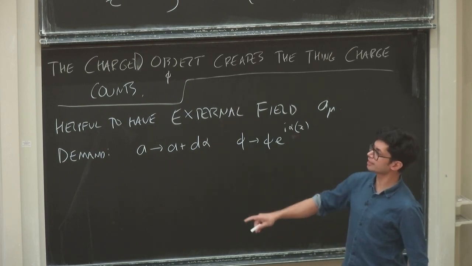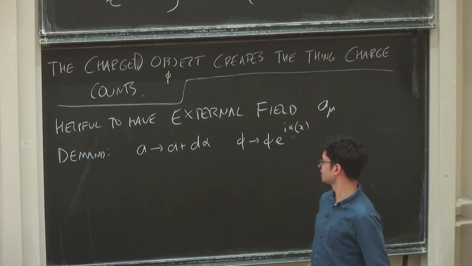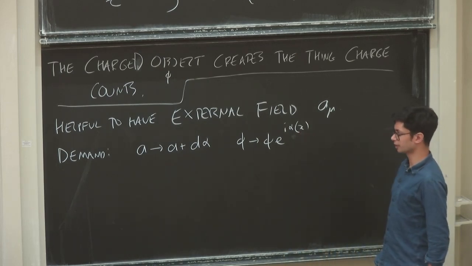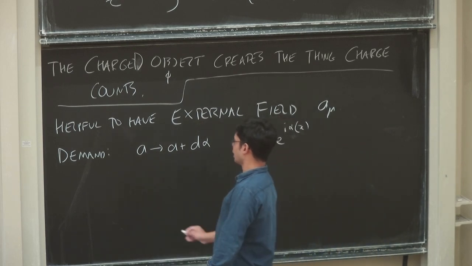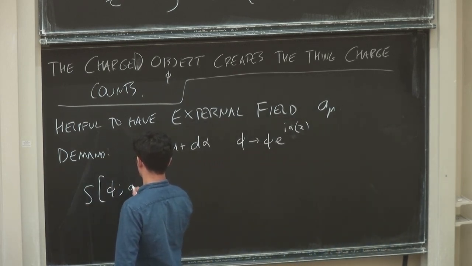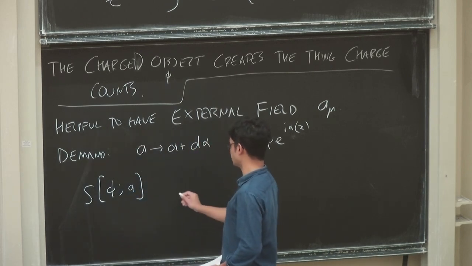So previously alpha was independent of space. Now you say that alpha can depend on space and time. Okay? And you can then consider the following combined action.